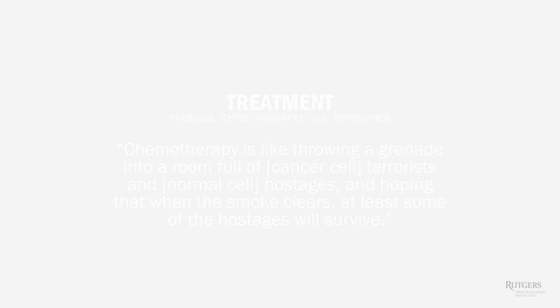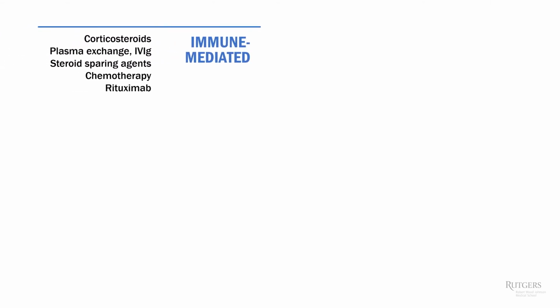Treatments are generally geared towards the actual cause of myelopathy. So, for immune-mediated pathologies, we're usually starting with steroids like methylprednisolone, plasma exchange or IVIG, 5 to 7 treatments, and then we move on to steroid-sparing agents like azathioprine, methotrexate, mycophenolate mofetil, chemotherapy with cyclophosphamide, and a B-cell depleting agent like rituximab.